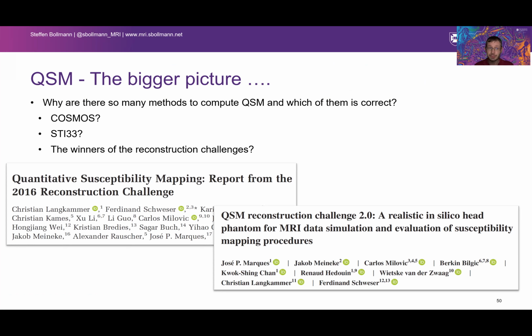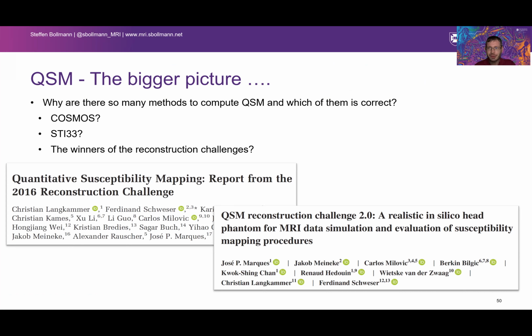But then the thing is, let's say we only have a single orientation. We want to do this in a clinical setting. Which QSM method should we use? Are some of them wrong? Are some of them better? And this is what the community tried. They ran two QSM challenges with different data sets to figure out which of the algorithms out there are really good. And the conclusion basically is that, well, it depends.